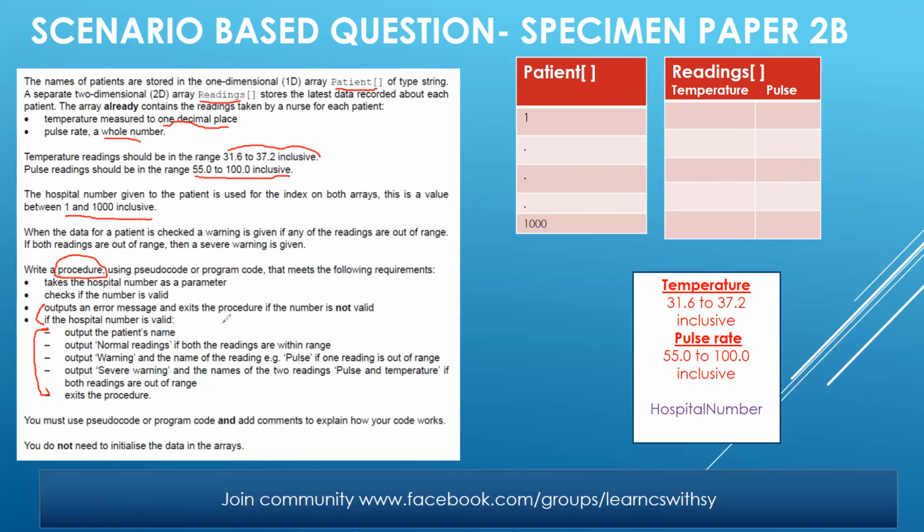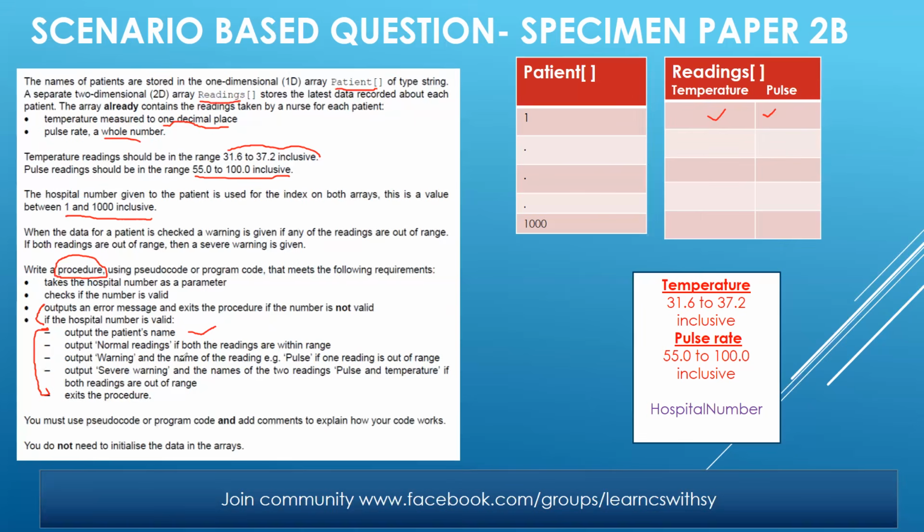In case the hospital number is valid, then output the patient's name. First thing is output the patient's name. Output normal readings if both readings are within range. Now try to analyze. Reading 1 is for temperature and reading 2 is for pulse. If they both are correct, it means it's normal. Just have a message for the user.